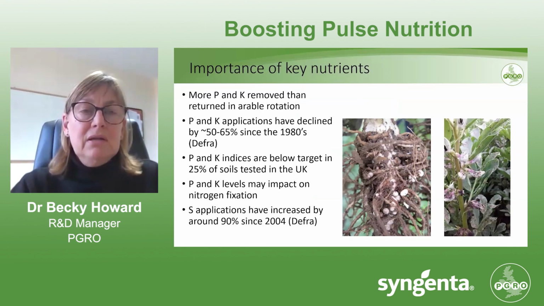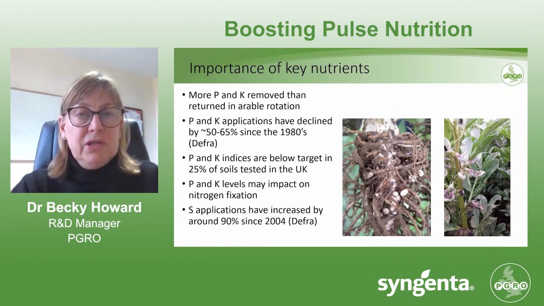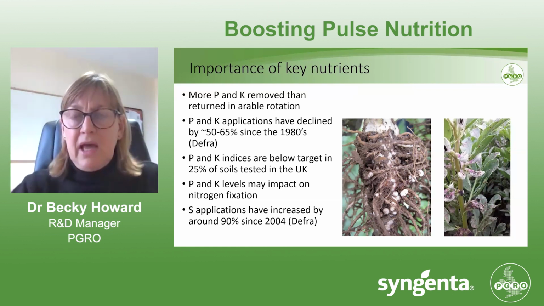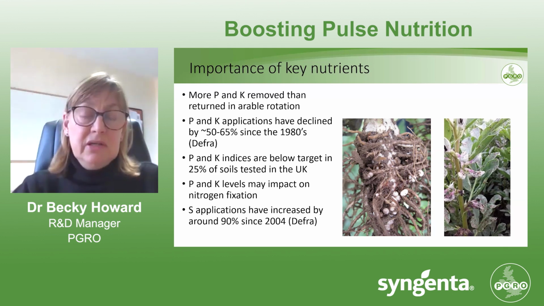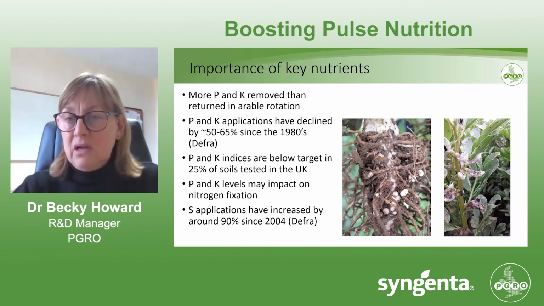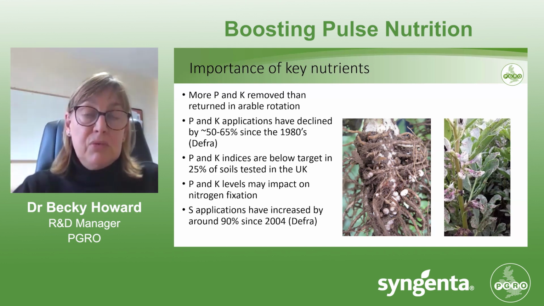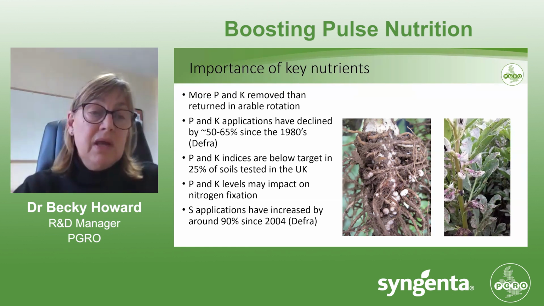So we start by thinking about the importance of nutrients in pulse production. We know generally that more P and K has been removed from arable rotations than is returned. Over the last 40 years, since the early 1980s, we've seen significant declines in P and K applications, between 50 and 65% overall in arable rotations on tilled land. So across the board, indices are now below target on 25% of UK soils tested.